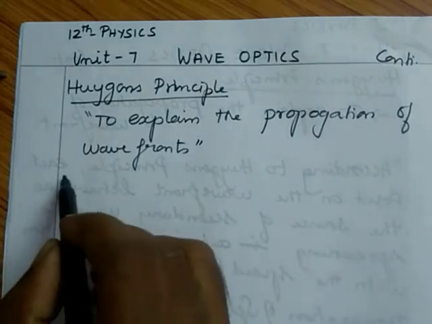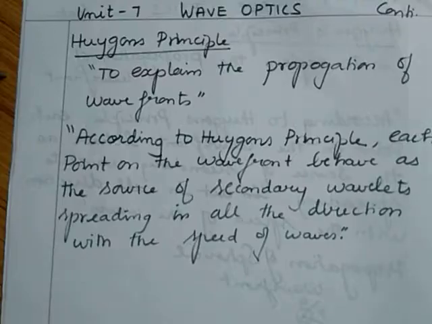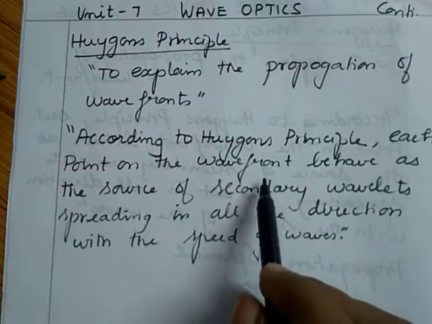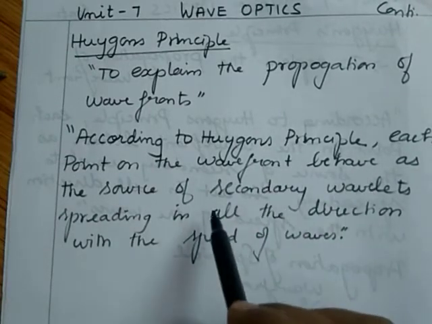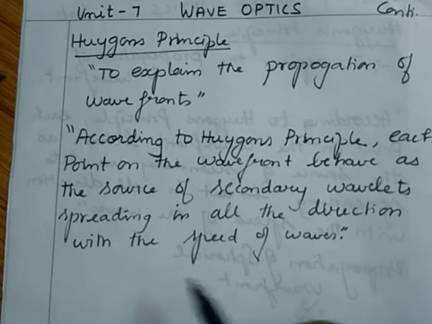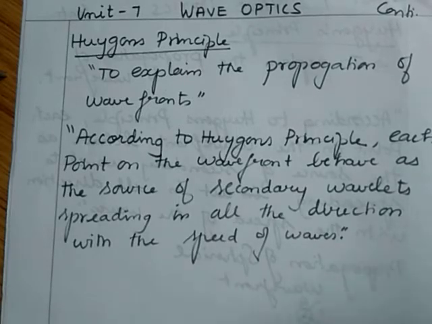Here let me see the Huygens principle. According to the Huygens principle, each point on a wavefront behaves as a source of secondary wavelets spreading in all directions with the speed of the wave. These are known as secondary wavelets. Then the envelope of all the wavelets gives the position and shape of the new wavefront at a time t.